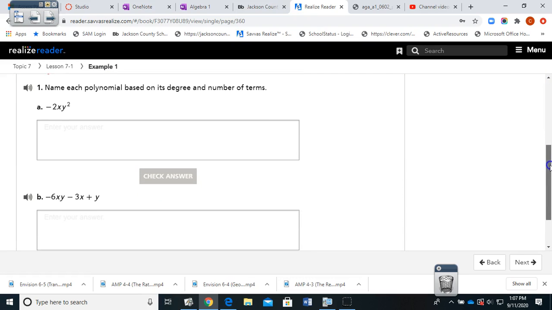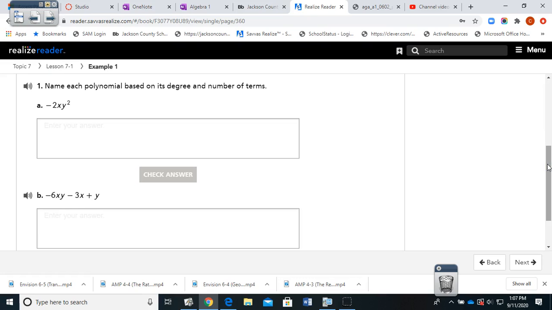Let's try some. It says name each polynomial based on its degree and number of terms. Degree usually comes first. So what's the degree of this? 3. Again, that x has a 1 with it, and you have to add them up. 1 and 2 make 3. So it is called a cubic. How many terms? 1. So it's a monomial. Cubic monomial. All right?